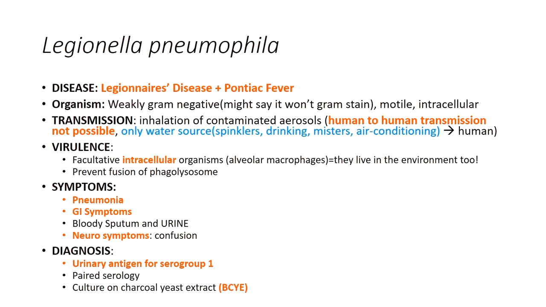That's how you get that, and it pretty much infects us as humans. So virulence factors, it's a facultative intracellular organism. Well, if it's living in water, meaning that's not a human, that's a water source, that means it's a facultative intracellular organism, meaning that it can live outside of cells and it can live inside cells. And the cells it likes to live in are alveolar macrophages. But remember, don't forget that they can live in both places. It prevents fusion of the phagolysosome. This is similar to tuberculosis.